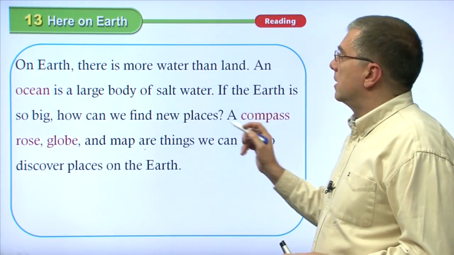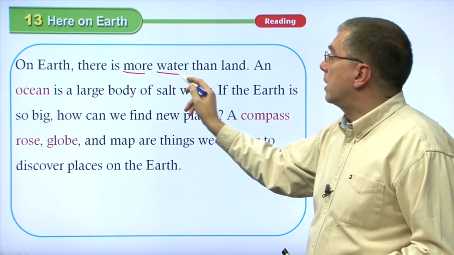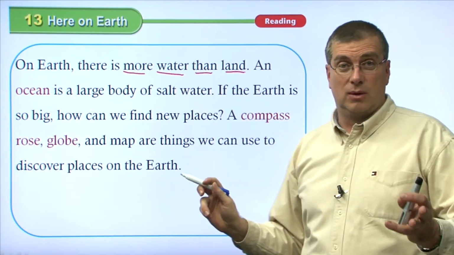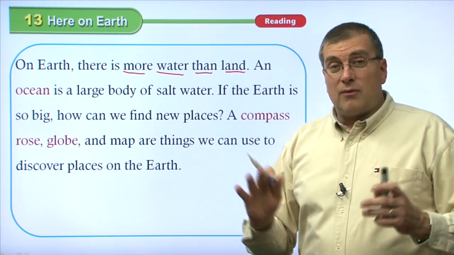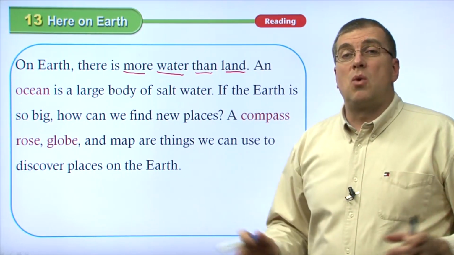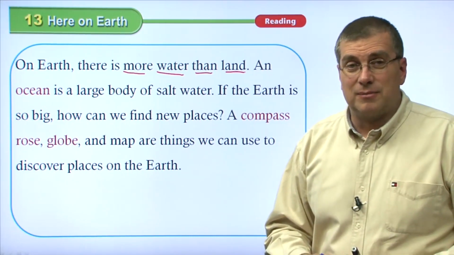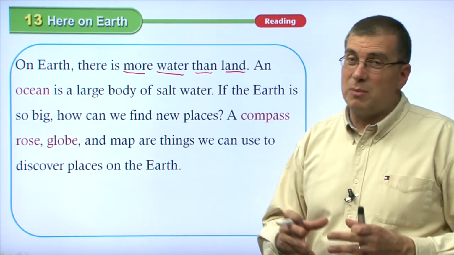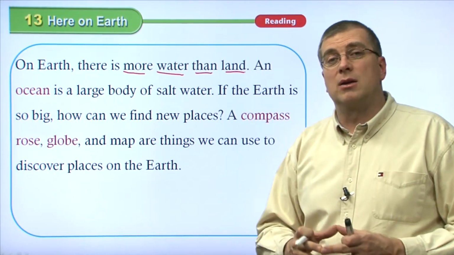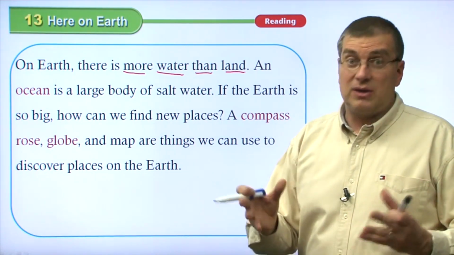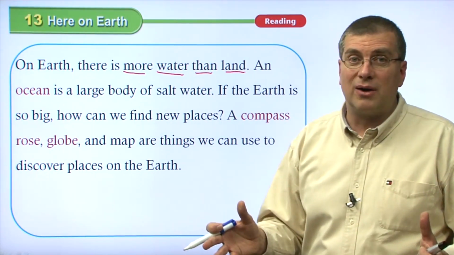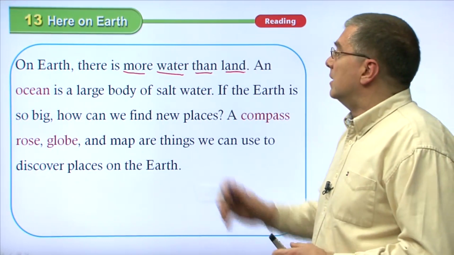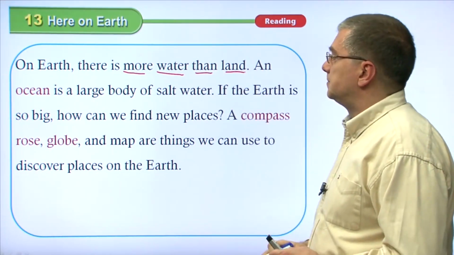Okay, on Earth there is more water than land, and that's true, right? The amount of water is much, much more than the amount of land. The Earth's surface is mostly water. You may not realize that, but if you take a look at a globe or a map, you can see there's a lot more water than there is land. So there is more water than land.